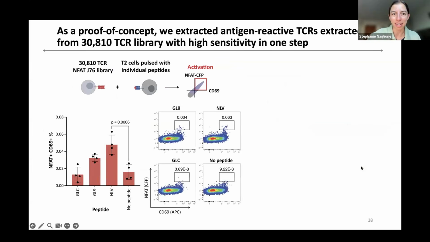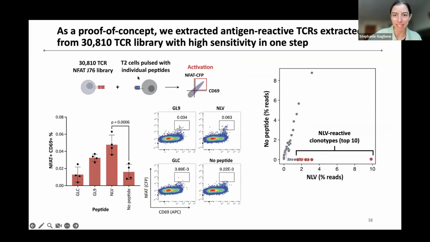But we could also then take this and use it in the context of, initially here, we just did T2 cells, pulsed with peptides, and pretty sensitively pull out clones that are reactive to specific antigens. And there's ongoing work here to deconvolute specificities beyond the 30,000, beyond the common viral antigens, but that was not the focus of this particular piece of work.